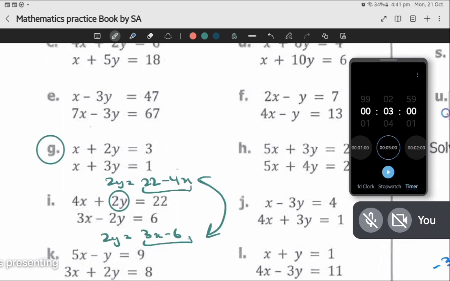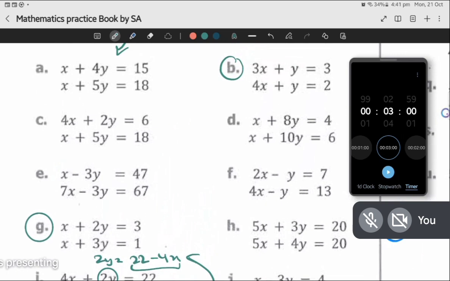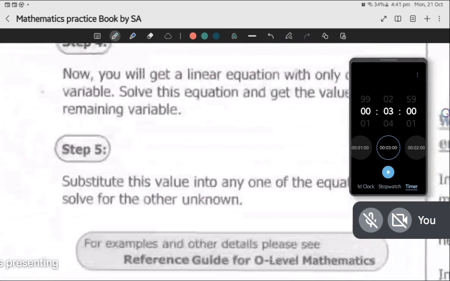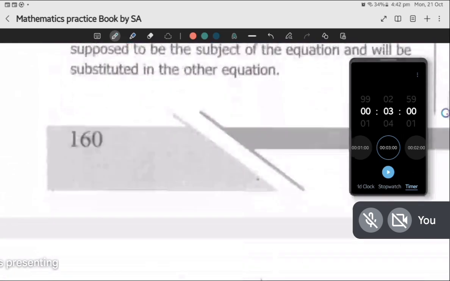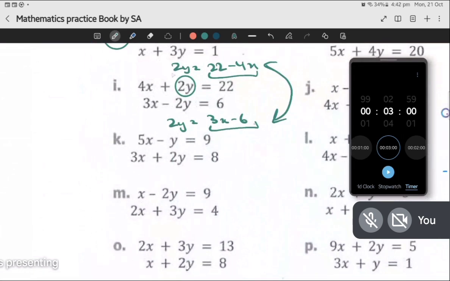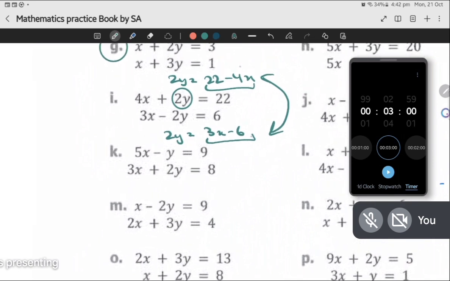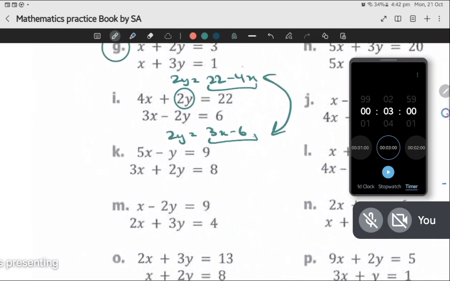We don't have to make the subject. What we have to do is make this variable have the same coefficient. So both of them are 2y, right? Since they have the same coefficient, you can make them equal to each other. If the coefficient is not the same, then there will be issues. We will look at those questions further, right? I want you to solve this a bit, and then we can move forward.